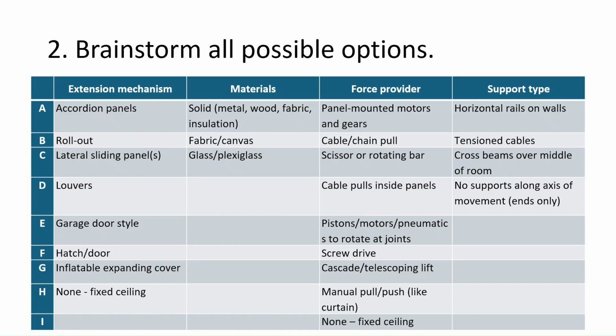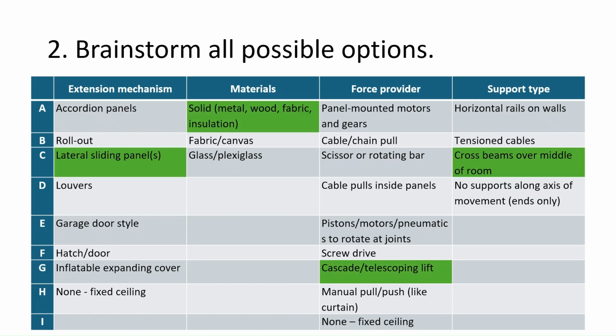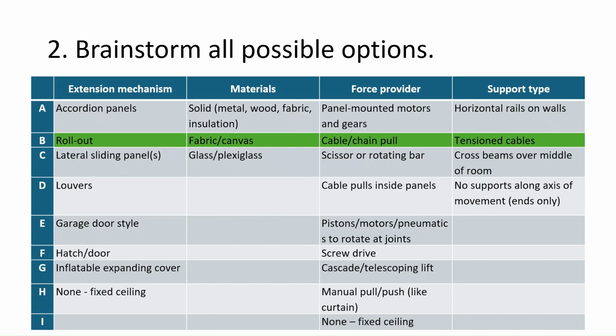I can now take a single permutation of these parameters and describe a single design, like CAGC, which would be described as sliding panels that are pushed open with a telescoping arm, supported by beams that cross over the room, made of a solid material. Or BBBB, a roll of canvas that's pulled out by cables, which then are kept taut once it's opened.